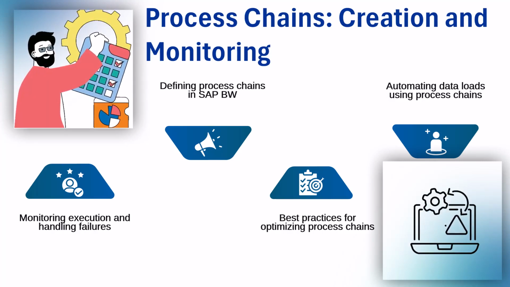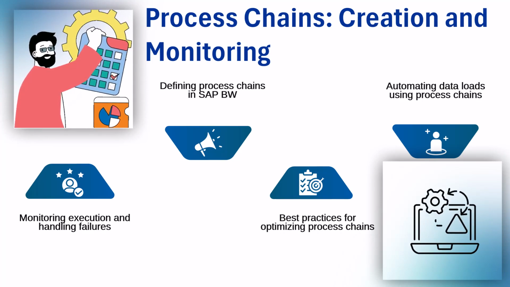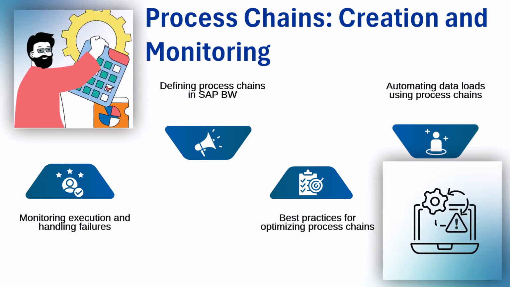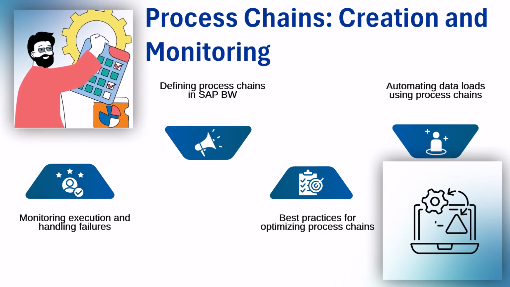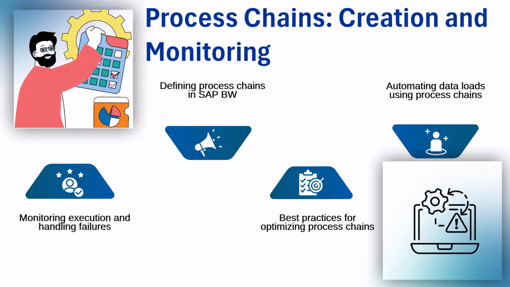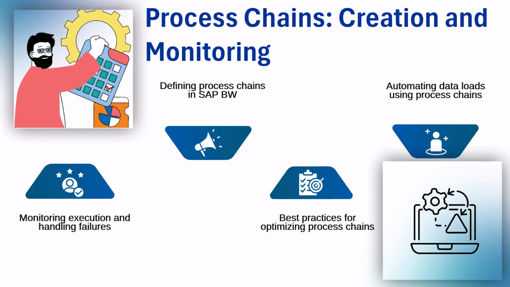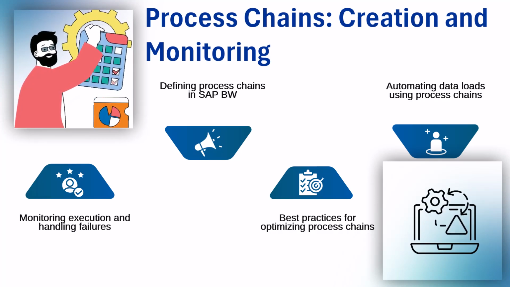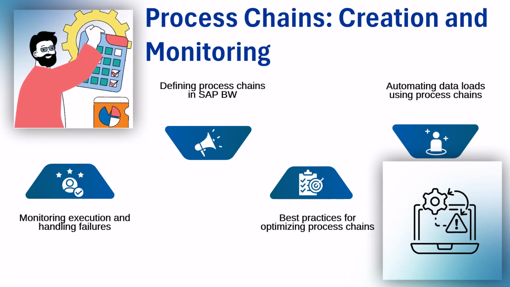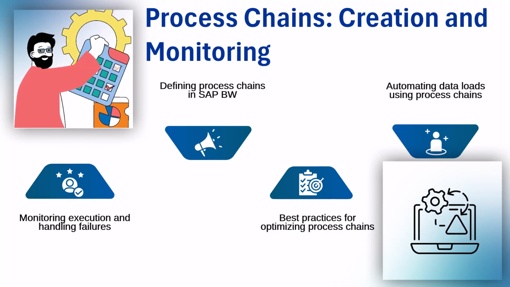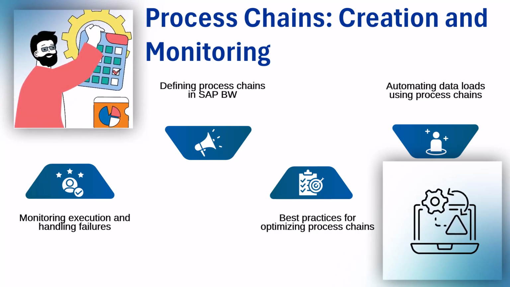Process chains are like your daily routine, but for SAP BW. They automate data loads, so you don't have to babysit every step. We set them up, let them do their magic, and keep a watchful eye for any hiccups along the way. If something fails, no panic. We troubleshoot, tweak, and get it running again. Just like fixing your morning coffee machine when it refuses to cooperate.